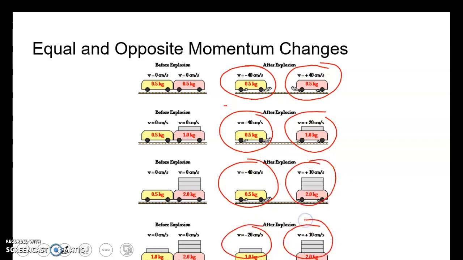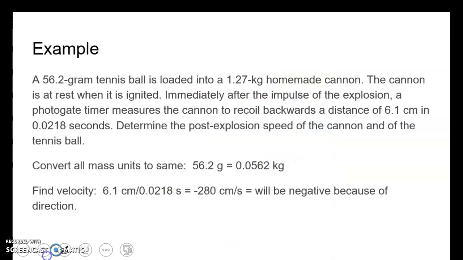Here, this is negative 20, this is positive 20, and you can see the theme. If the objects are at rest before the explosion, when they go away, their momentums are going to be equal and opposite, very similar to what we see in Newton's third law. Here's an example. We got a tennis ball and a homemade cannon. The cannon is at rest when it is ignited.